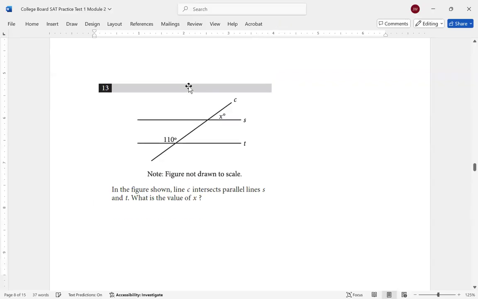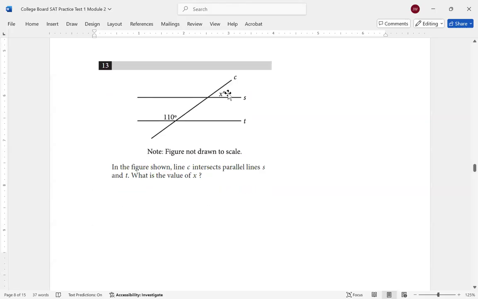Let's check out problem number 13. It says, in the figure shown, line C intersects parallel lines S and T. What is the value of X? Now, because S and T are parallel, what's going to happen is that this angle here is also going to be 110 degrees. It's going to be the exact same as this one. So these two angles are going to be the same.